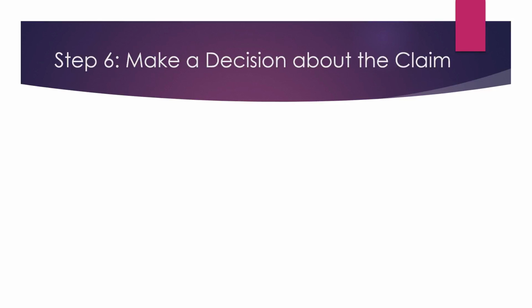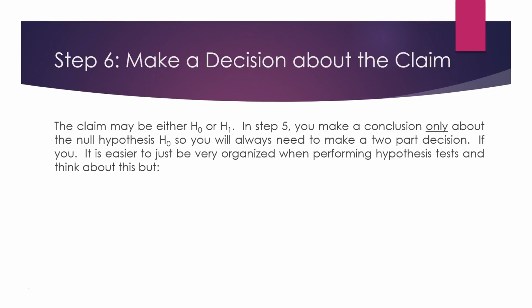Step 6, make a decision about the claim. So your claim could be H0 or H1. In step 5, you only make a decision about H0, so you need to make a 2-part decision. There's going to be a few bullets that are below. I recommend just thinking about it instead of looking at the bullets here.